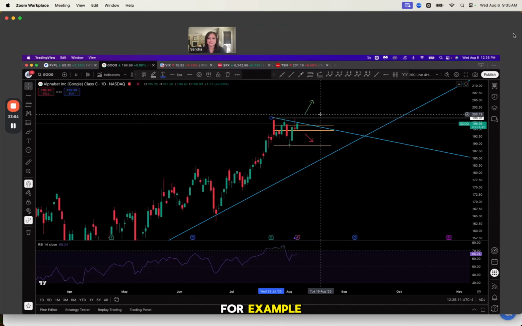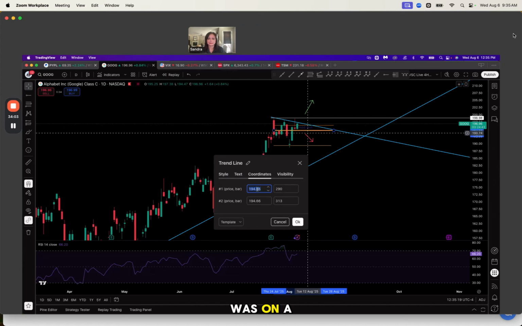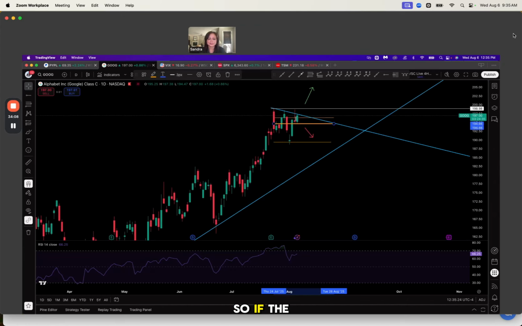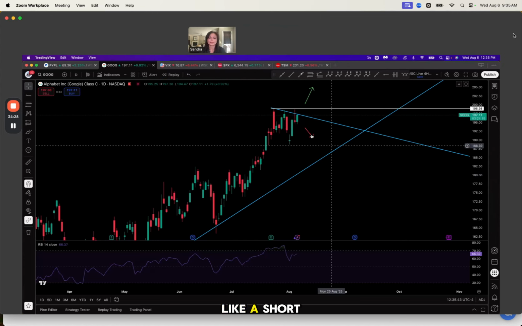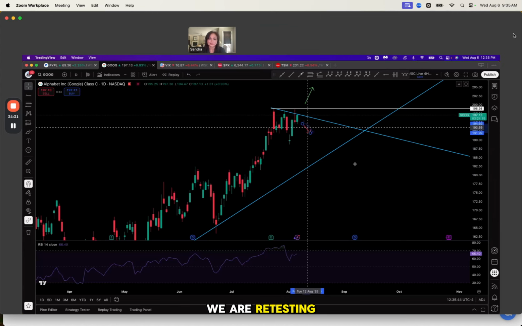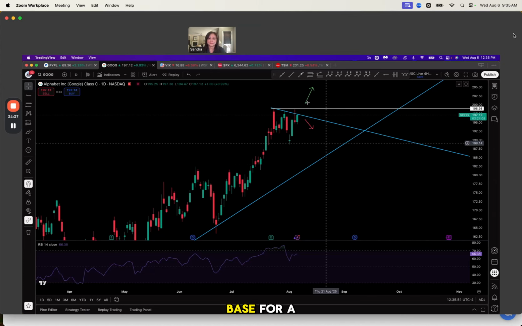Now, for today, for example, I set up an automated short trade for Google, which didn't actually trigger because it was on a potential break below 194.66. So if after these four rejections from this descending trend line, we continue in this range, I still don't see anything because, for example, here, if I didn't have the dark pool levels, this would look like a short, right? It would be a valid short. We are retesting resistance. But in reality, how can we know if we're just not building base for a breakout?